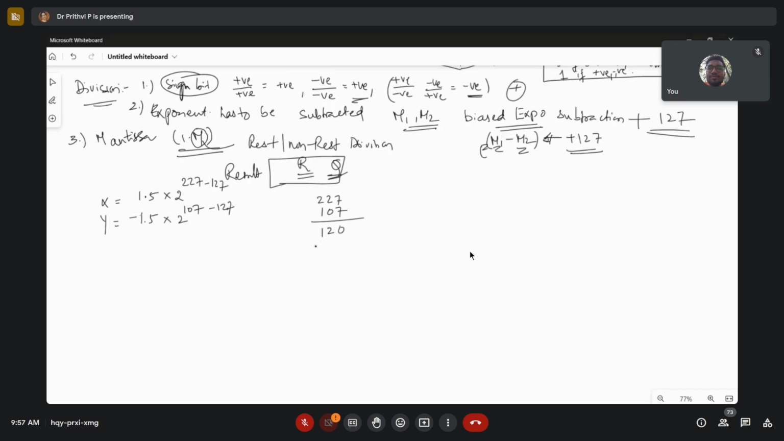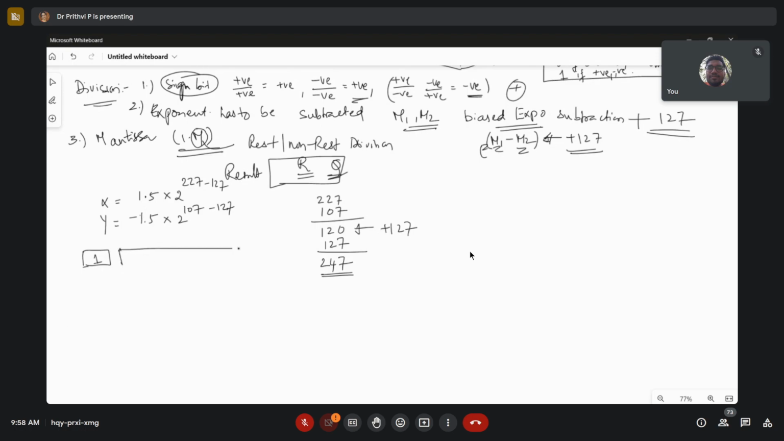120. Now this is taking out the bias. Now this is cancelling the bias. Now we are subtracting, which means both the biases of these exponents are getting cancelled. That means we need to add 127 to this, as per the rule. So if we add 127, 247 is the expected exponent of the resultant value. Now the sign bit: you are dividing positive by negative, so this will be 1.